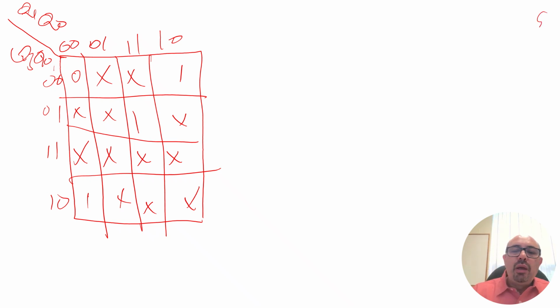Hello everyone. A student came to me asking about the simplification of this Karnaugh map. There were two questions. The first question was, when do we use sum of products and when do we use product of sums? And the next question was about the simplification of this function.